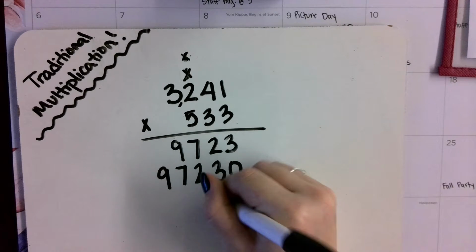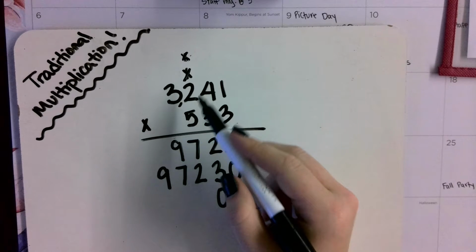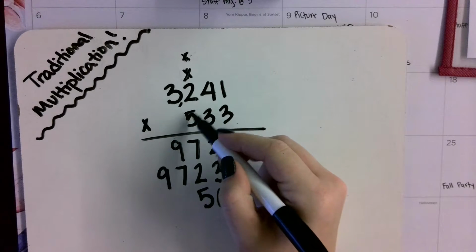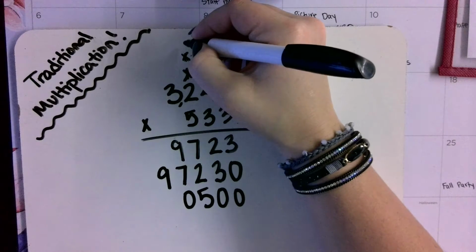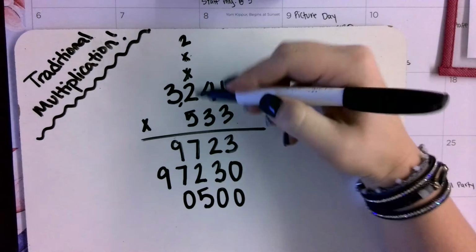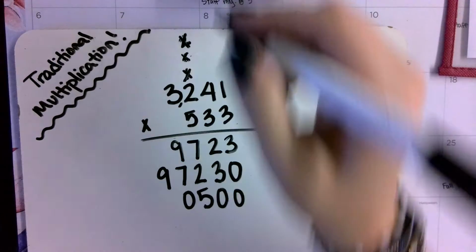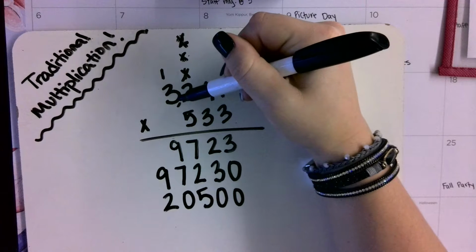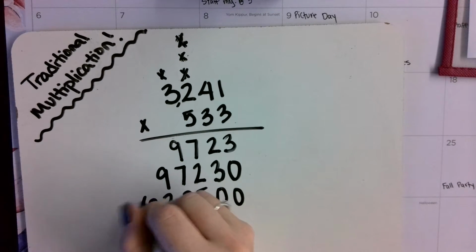So 1, 2, and then we're going to take the 5 and multiply it all the way across the top. So 5 times 1 is 5. 5 times 4 is 20, so we have to put down the 0 and carry the 2. 5 times 2 is 10, plus the 2 is 12. Put down the 2, carry the 1, and then 5 times 3 is 15, plus the 1 is 16.